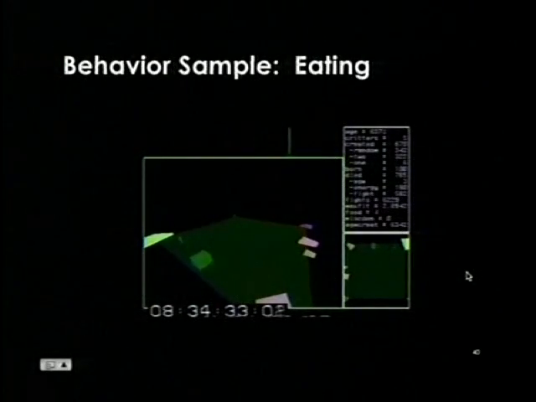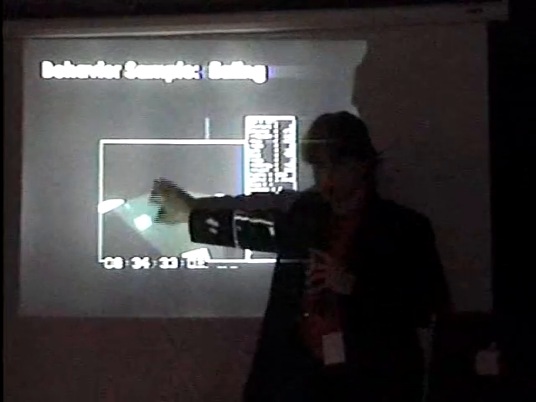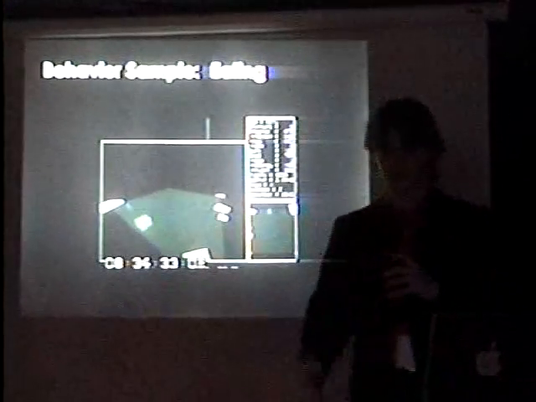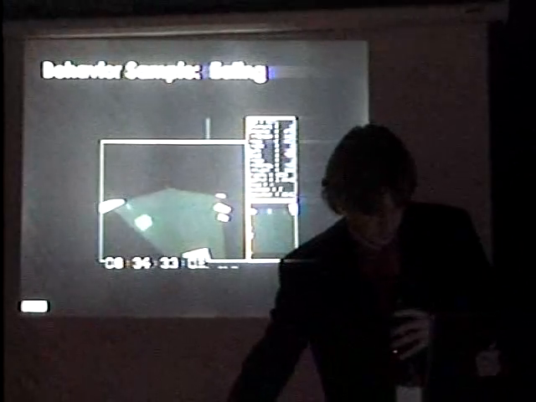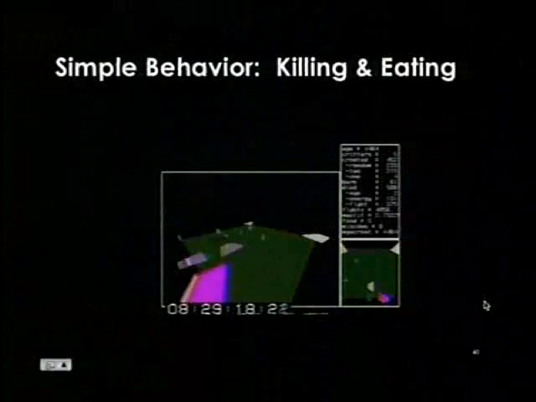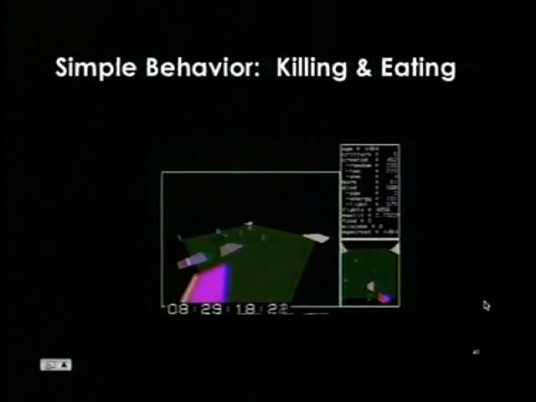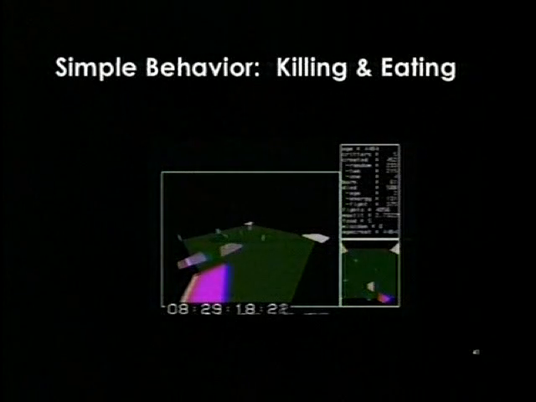Ta-da! So we had the little food pellet there. It walked over it, and it gradually shrunk. Simple enough. Killing and eating. Okay. Now some of you can see.